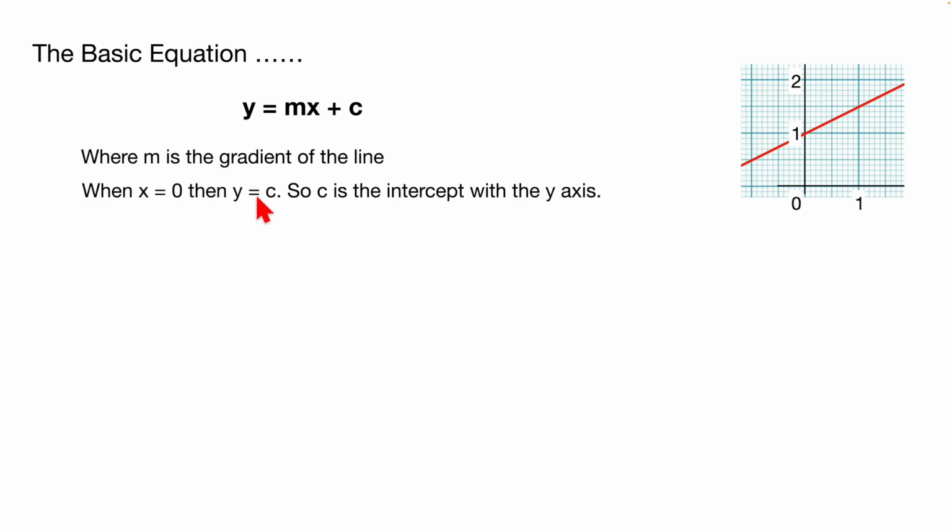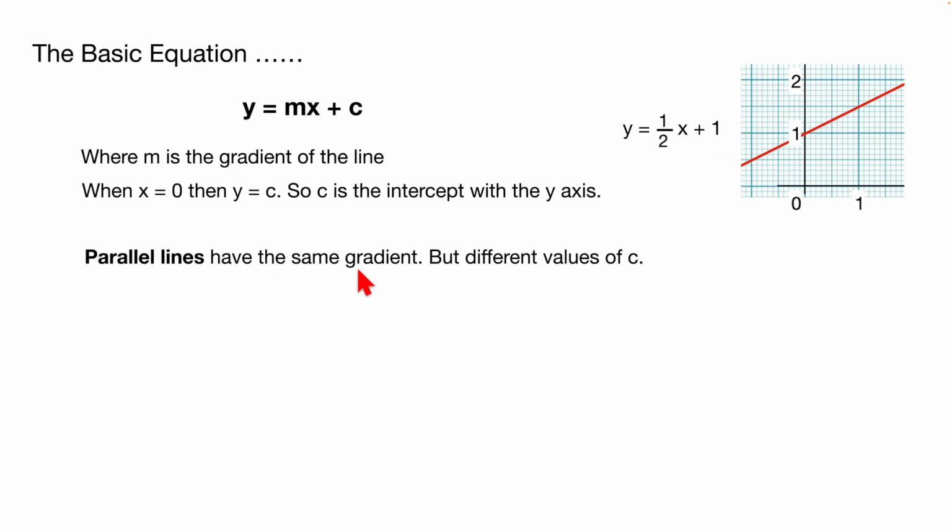When x equals 0, y equals c. So x equals 0 makes this term equal to 0, and we get y equals c. C is the intercept here. That's when x equals 0, y is equal to c, which is 1. So the equation of this line is y equals a half x plus 1.